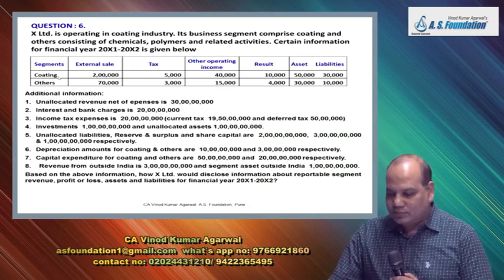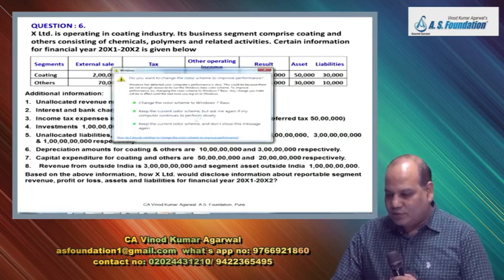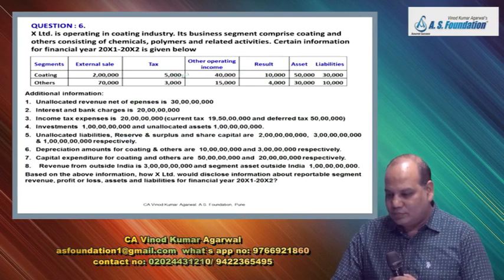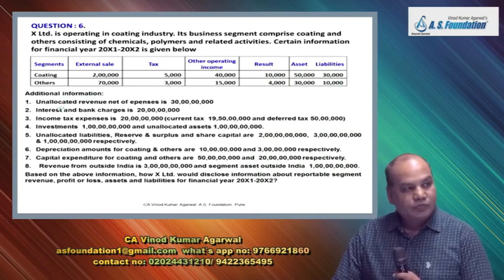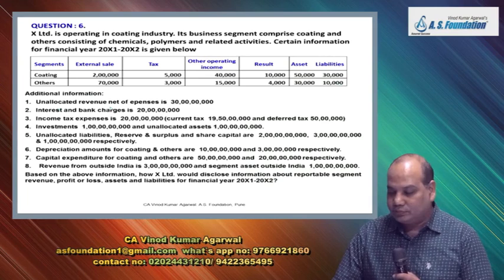Segments are given, coating and others. External sale is given, 2 lakh and 70,000. Tax is given. Other operating income. Result. Asset. Liabilities. Additional information. Unallocated revenue net of expenses is 30 crore.